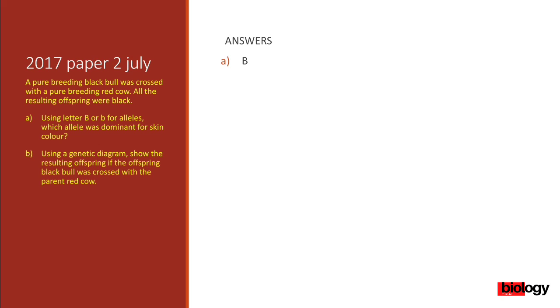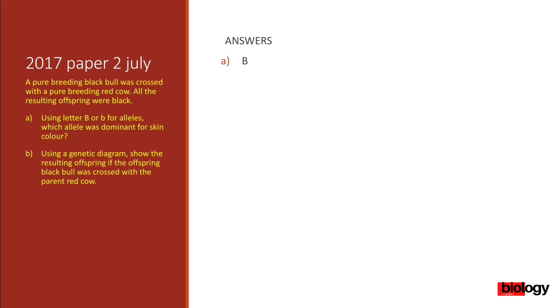So going back to the first statement that we were given, they said that a pure breeding black bull was crossed with a pure breeding red cow. When this pure breeding black bull was crossed with a pure breeding red cow, they had offsprings. Now, amongst those offsprings, one offspring is now being crossed with the parent red cow. Are you following? So we should use a genetic diagram to show the results of the new offsprings when the first offspring is crossed with the parent red cow.